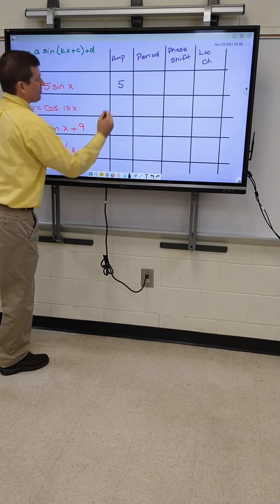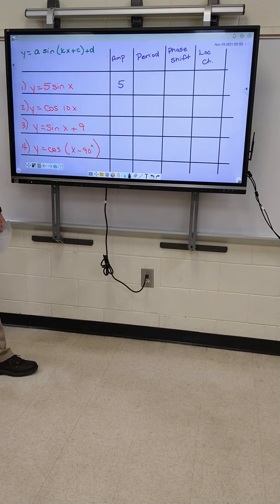So your answer is whatever number is in front of sine or cosine. If it's not sine or cosine, look back at your formula sheet. If it's not sine or cosine, you don't have an answer for amplitude. So are there any up here on the board that are not sine or cosine? No, all of these are sine and cosine, so all 4 of these have an answer.